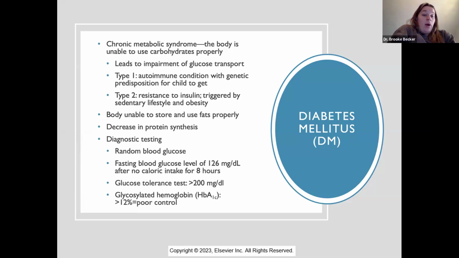Now, to diagnose type 1 versus type 2, there's very specific testing that endocrinologists will do to make that determination. But just for nursing knowledge, if you see a random fasting glucose over 126, you can tell that kiddo is probably going to get a diabetes diagnosis, or that adult. Okay.